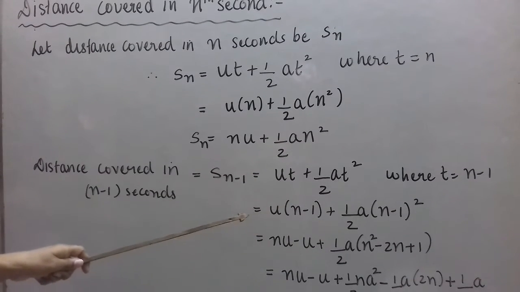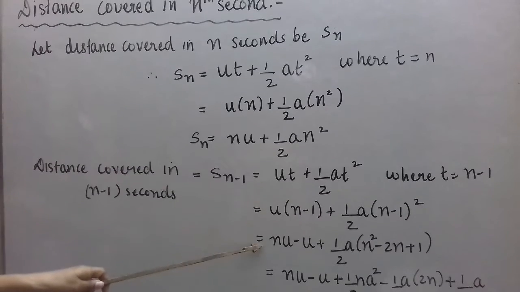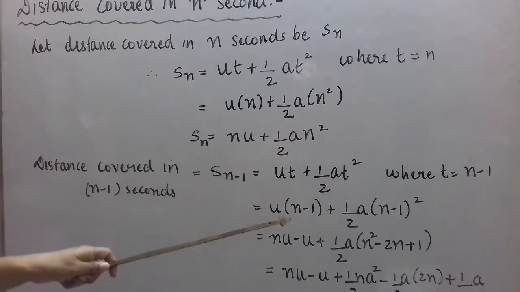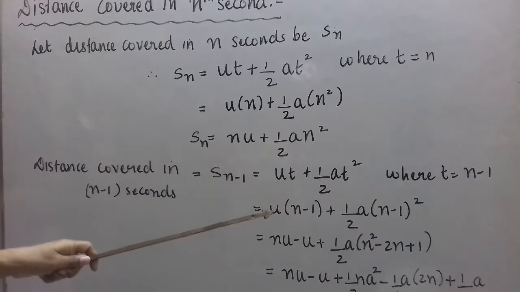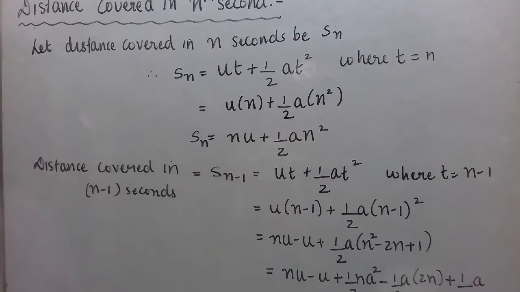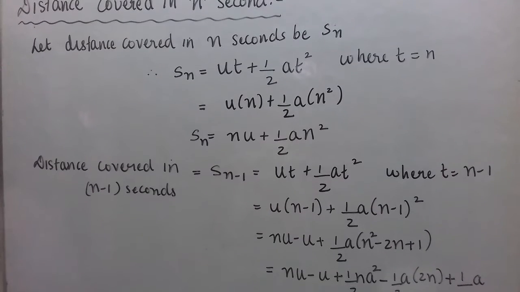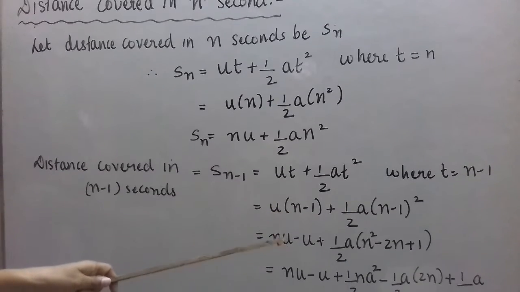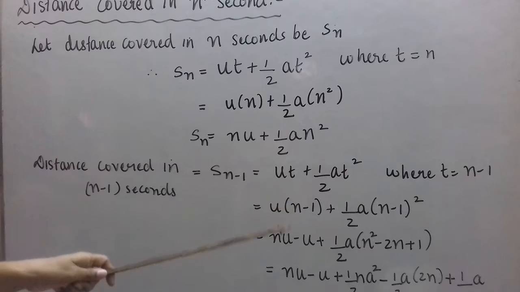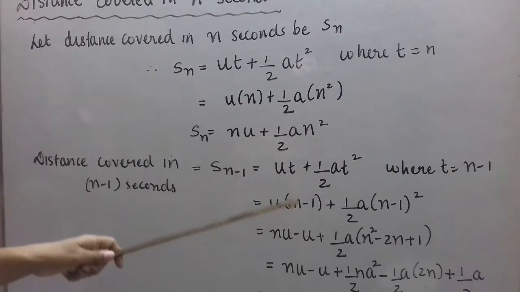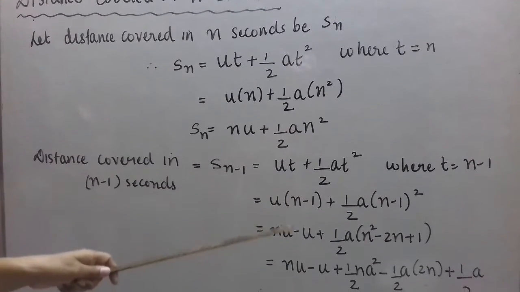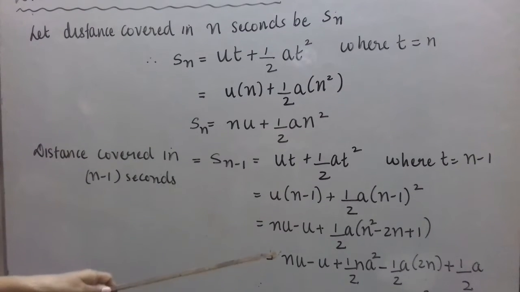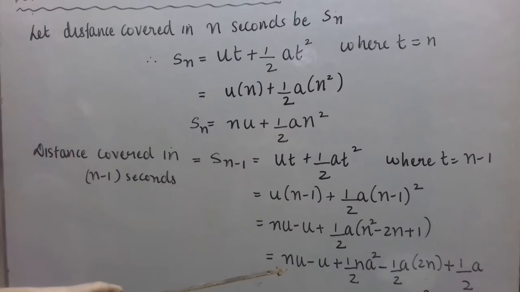Now I'll open the brackets here. U into n, nu minus u into 1, u plus half a, and in the bracket I've written the expansion of that. We know that a minus b whole square is a square minus 2ab plus b square. So using that formula, that comes out to be n square minus 2 into n into 1, minus 2n plus 1 square, that is 1. Now I'll open the second bracket.